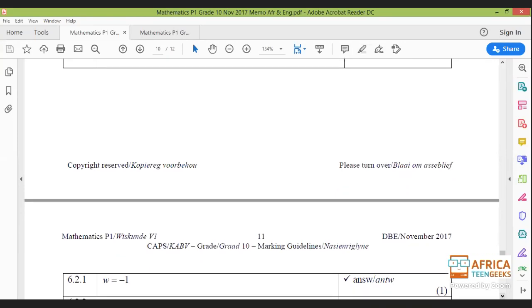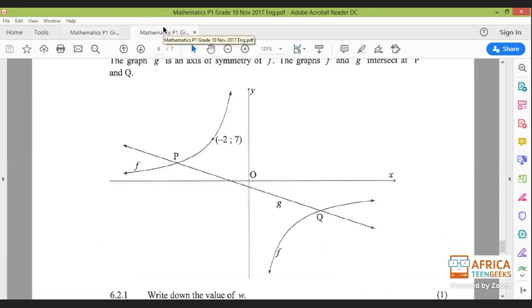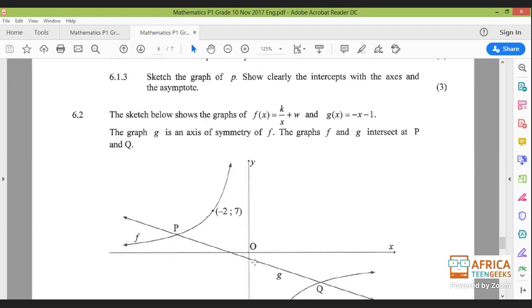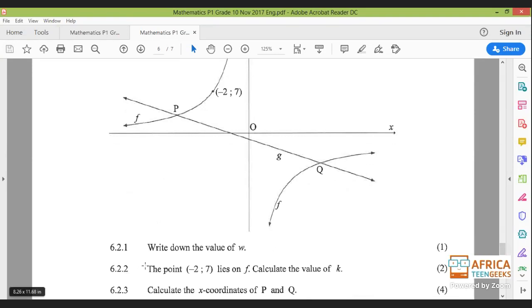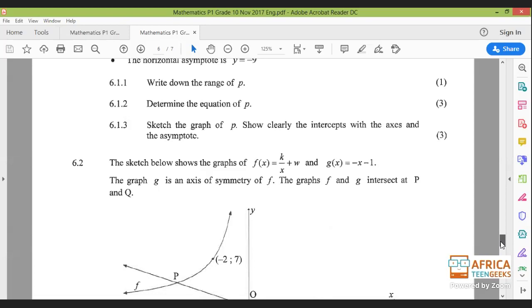Basically, we know that w must be equal to -1 because we know that g of x passes through -1, because g of x is given by negative x minus 1. Then when you look at 6.2.2, it says the point (-2; 7) lies on f. So this is the point that lies on f. Calculate the value of k. So they want this value of k.